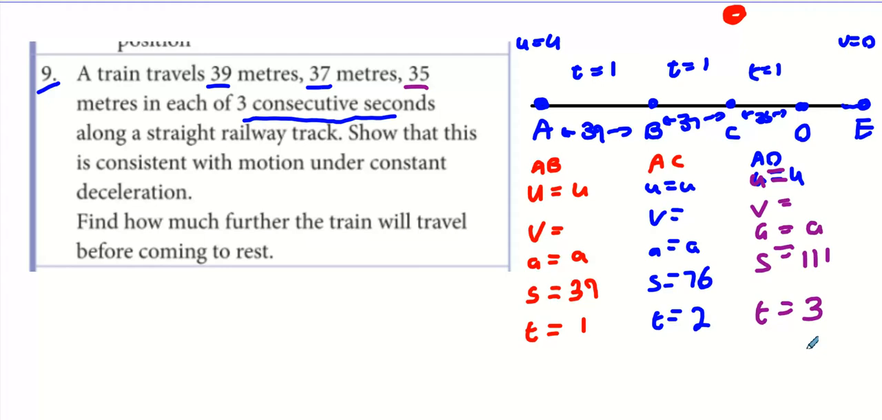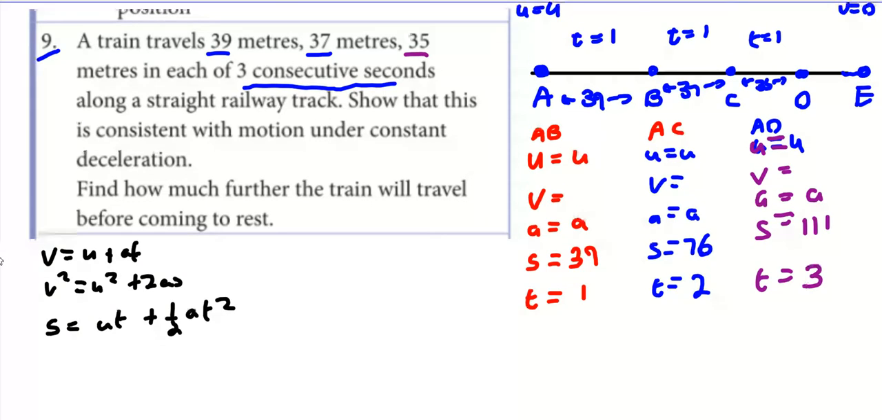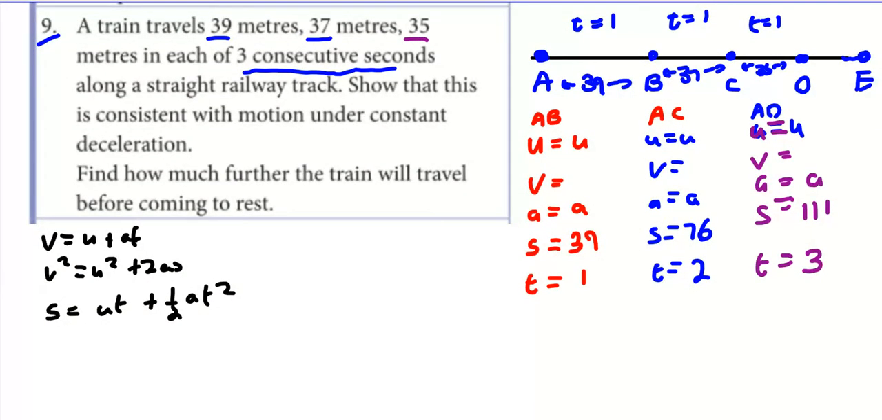All right. You have a choice of your equations. You can go for v equals u plus at, v squared equals u squared plus 2as, or s equals ut plus a half at squared. Which one should we choose and why? What choice are we going to use? It has to be s equals ut plus half at squared.